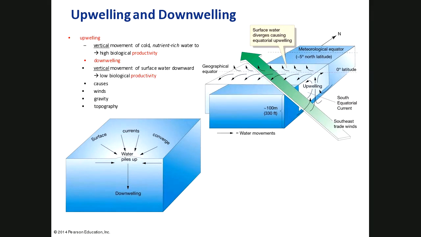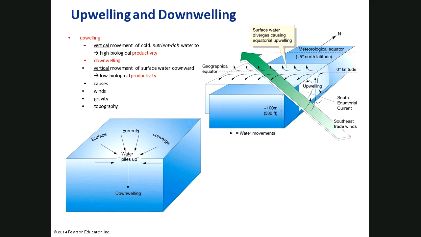All right, now water moving across the surface causes upwelling, and it causes downwellings. Now here you see the green arrow, the southeast trade winds, or whatever wind is moving across the surface of the water. Basically, if you want to visualize this, as the water moves across the surface, it causes the water to peel, if you will. The water moves away from each other.